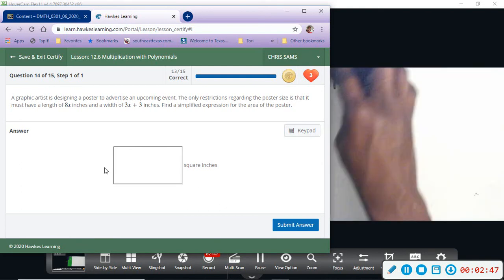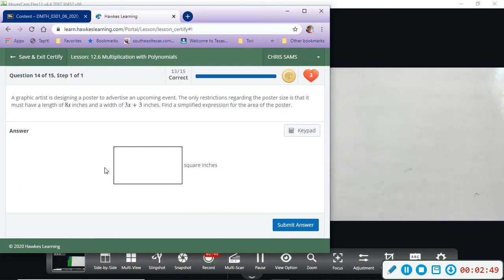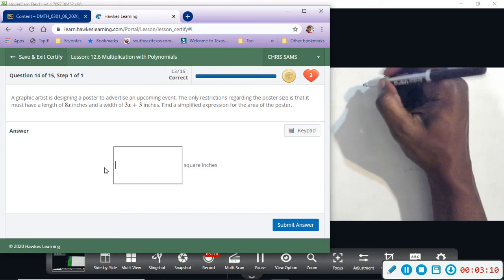Alright, 14, we got an application. So, graphic artists designing a poster to advertise for an upcoming event. Only restrictions regarding the poster size is that it must have a length of 8x inches and a width of 3x plus 3. Find a simplified expression for the area. So, they want you to simplify the expression.